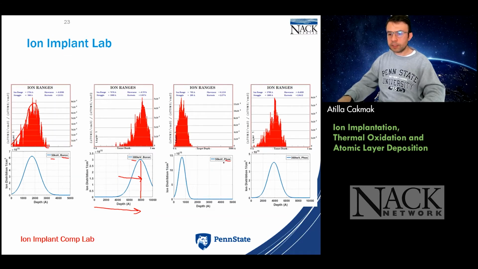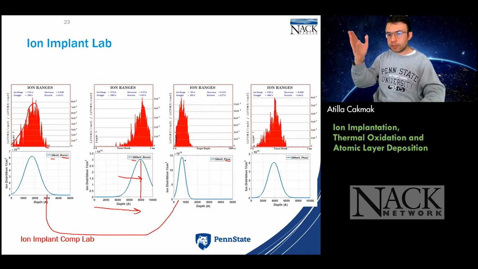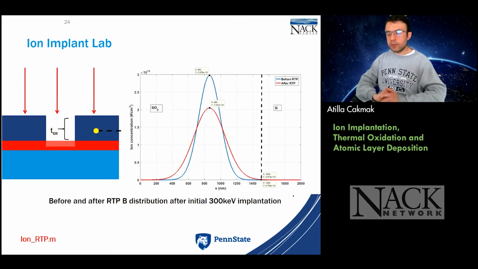With the 50 kiloelectron volt phosphorus, we weren't able to penetrate much. Why? Look at the boron, just comparing these two. We just stopped a lot earlier. Why? Because the phosphorus ions are much heavier, so there's a lot going on, a lot of collisions, right? So they stop a lot earlier. Again, increasing the energy will infiltrate them a lot more. All right, so that's one of the labs.